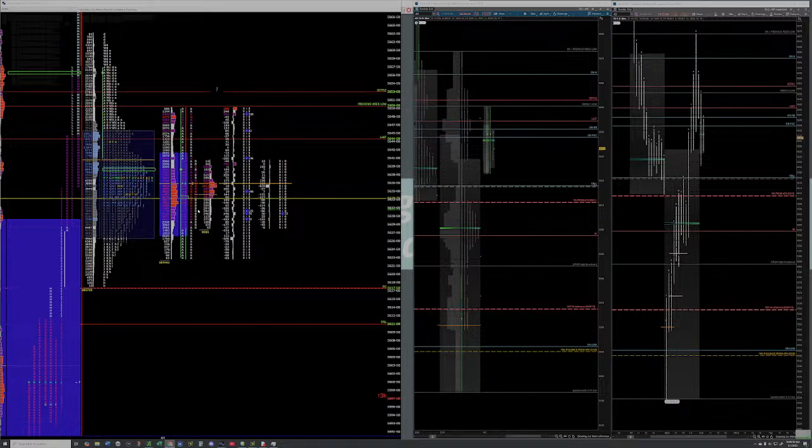There's nothing here right now. What do I do here? If I was trading here, probably I would have been stopped multiple times so far.